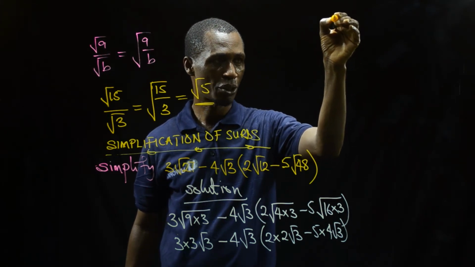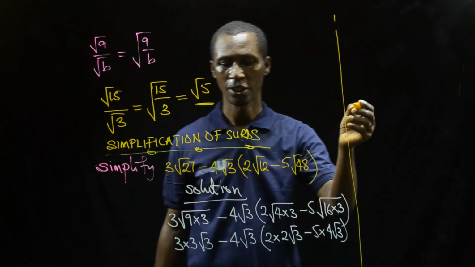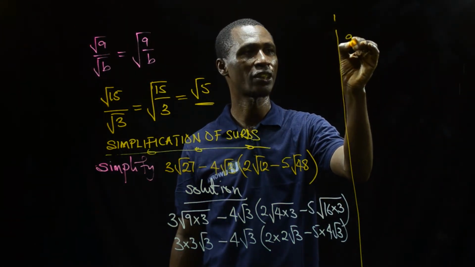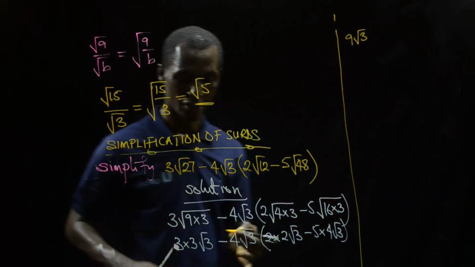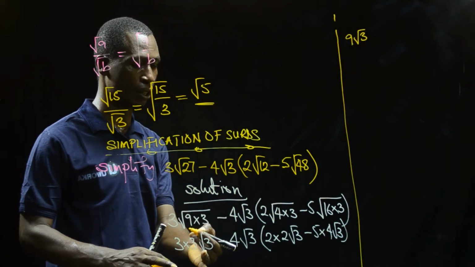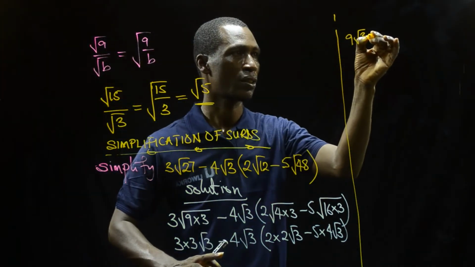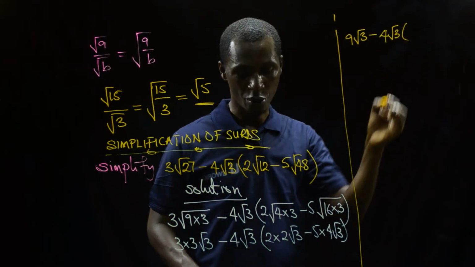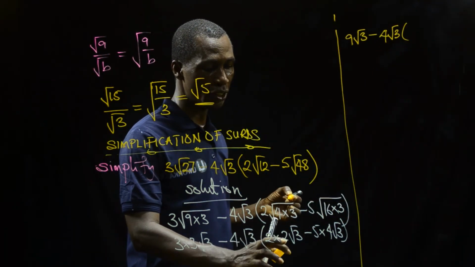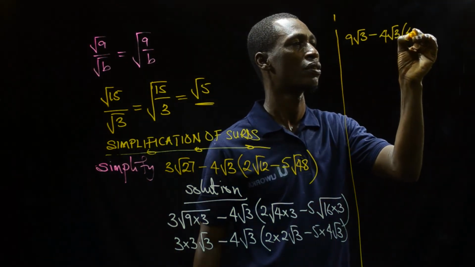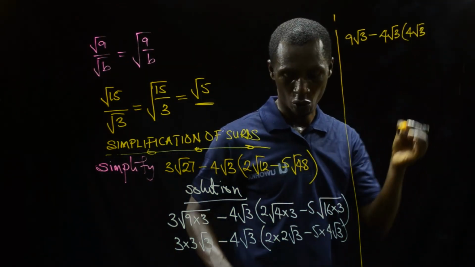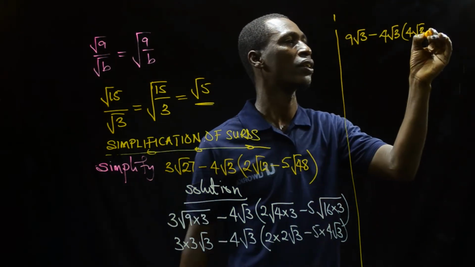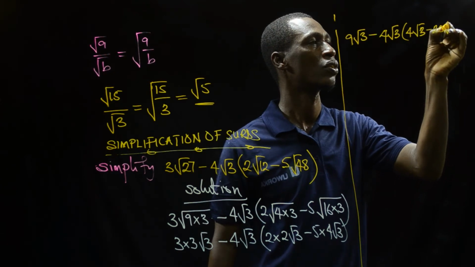Okay. Let me create a diversion here so that it becomes easy. So I've got 3 times 3 is 9 root 3. This section gives me 9 root 3. Good. Then minus 4 root 3. I open a bracket. So I've got 2 times 2 is what? 4 root 3. Then minus 4 times 5 will give me 20. So minus 20 root 3.